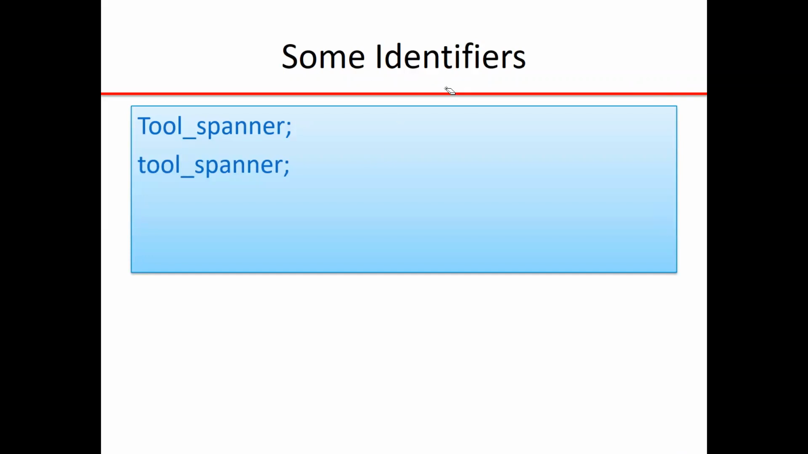So these are the valid identifiers. Tool spanner, Tool spanner. Both are correct, but both identifiers are not the same. These are two distinct identifiers because the C language is a case sensitive language. In C language, if you write an identifier with a capital letter, it will be assumed as a different identifier from one defined with a small letter. So a capital Ahmed and a small ahmed are two different words.